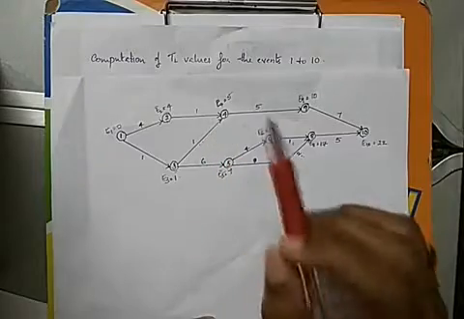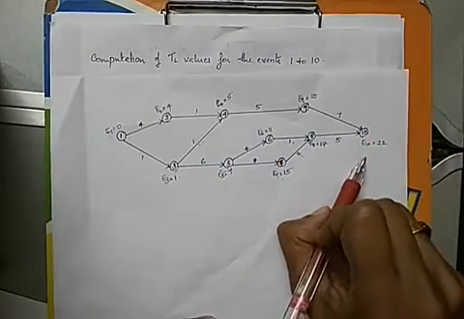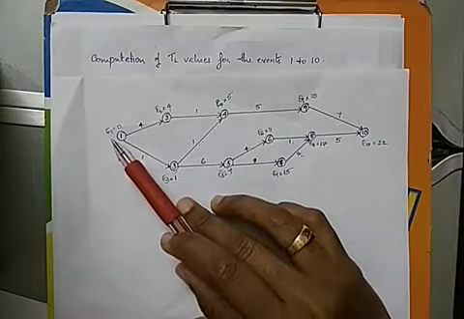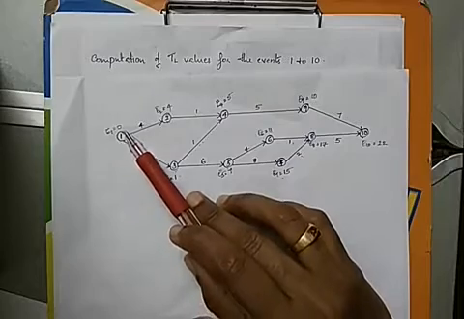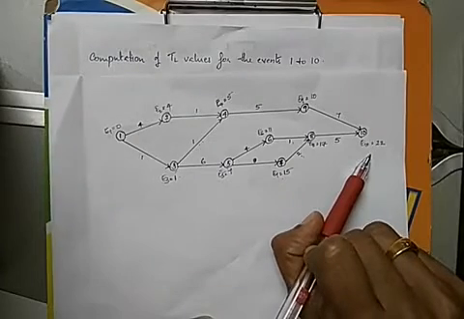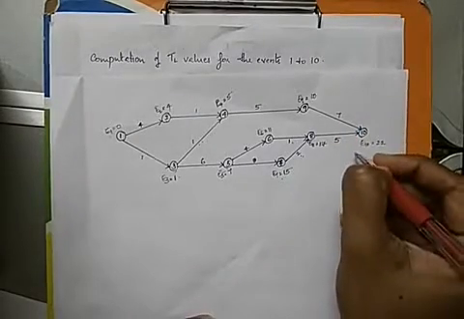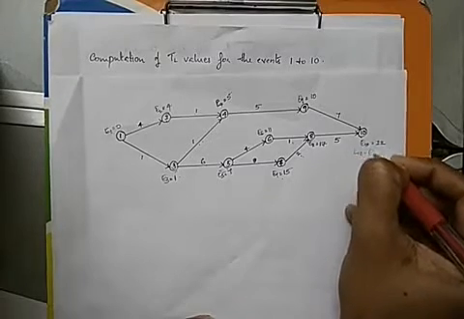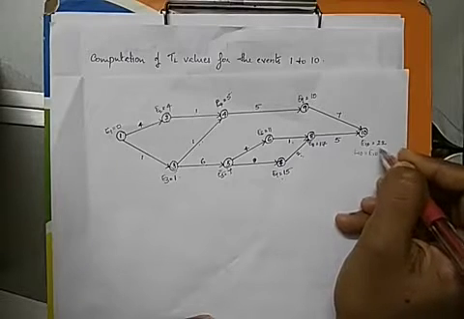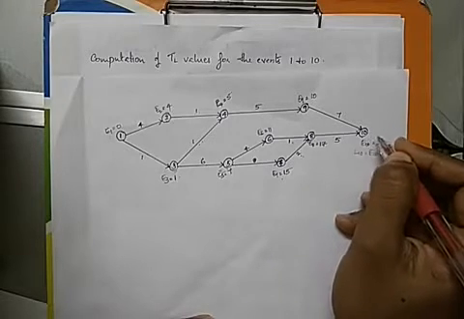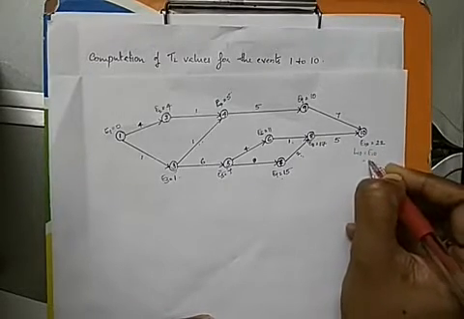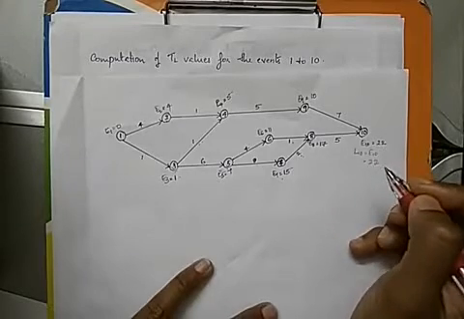To find the latest timing, we start with the last event. In the case of earliest time, we started with the first event and initialized the event time for the first event as 0. Now to find the latest event timings, we start with the last one, and we assume that L10 is equal to E10. Since it's the last event, we start with the value we got for the earliest time for the last event, right? So L10 is equal to E10, which is 22 for this question.